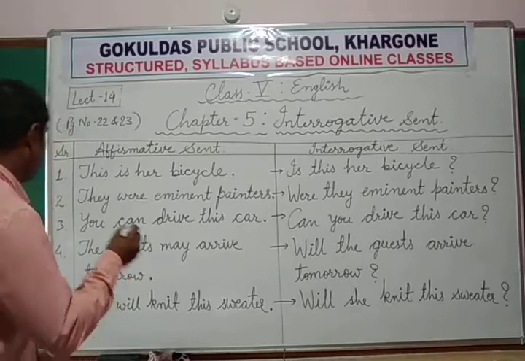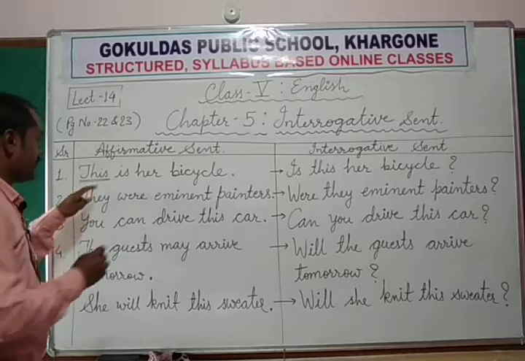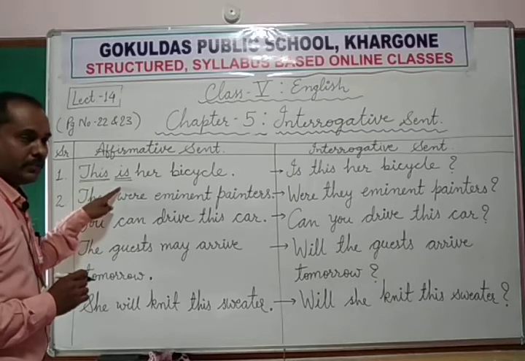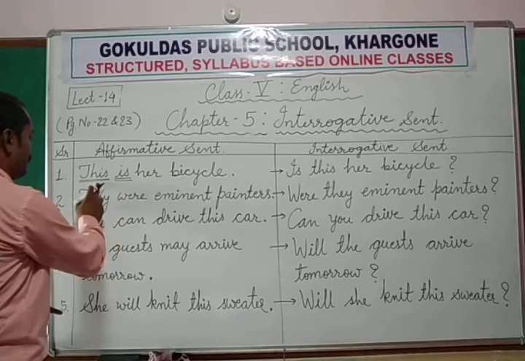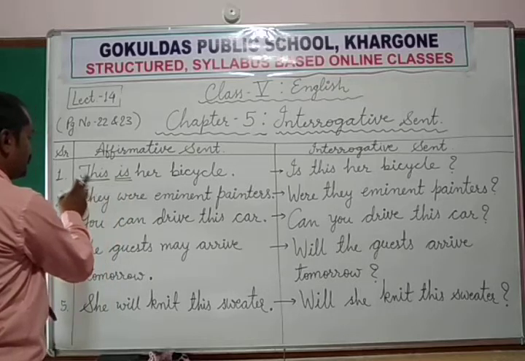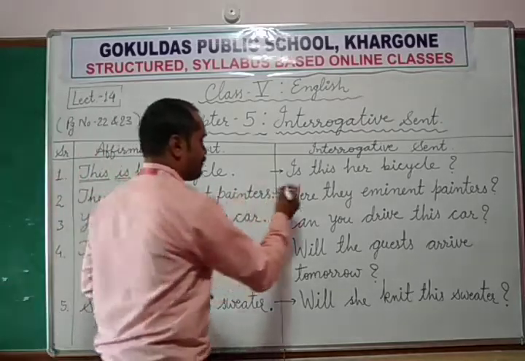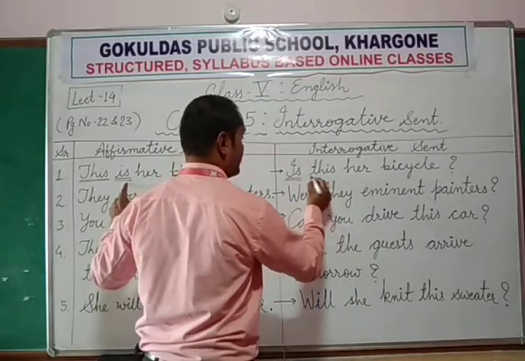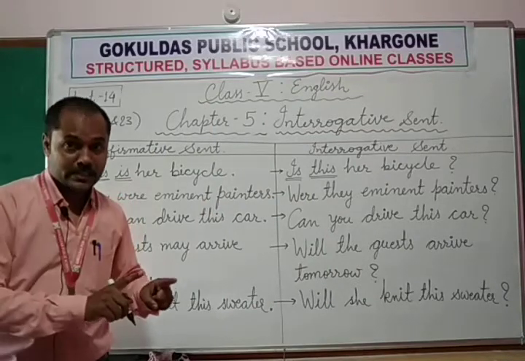So it is very simple. The first word is called the subject, this, and is is called the helping verb. Subject, helping verb. Now what we will do, we will exchange the places. Means this is in the first position and is is in the second position. Now we replace. The second position will go to the first position and the first one will go to the second position. Means we are changing. So this is now becomes is this.